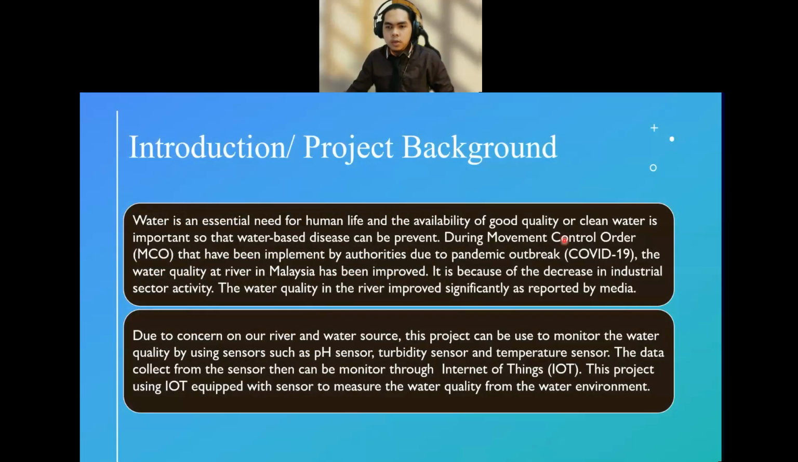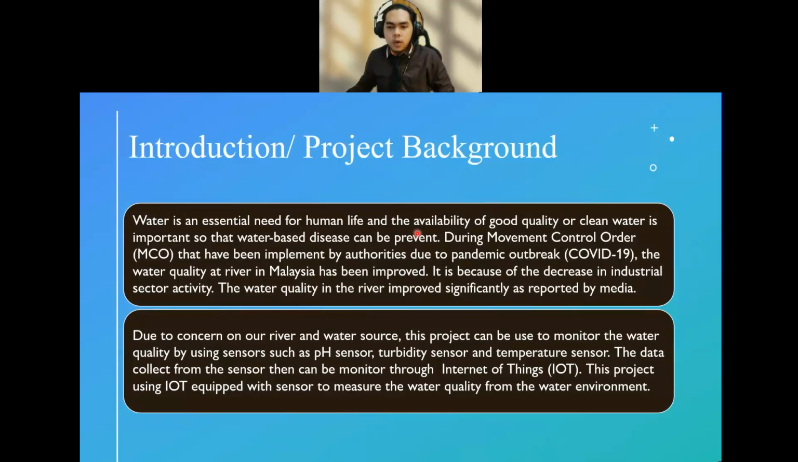Water is an essential need for human life, and the availability of good quality or clean water is important so that water-based disease can be prevented. During the Movement Control Order MCO that was implemented by authorities due to the COVID-19 pandemic outbreak, the water quality at rivers in Malaysia has improved. It is because of the decrease in industrial sector activity. The water quality in the river improved significantly as reported by media.